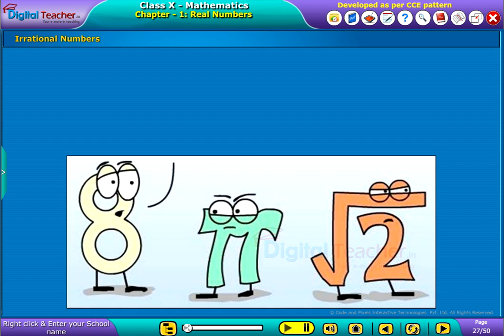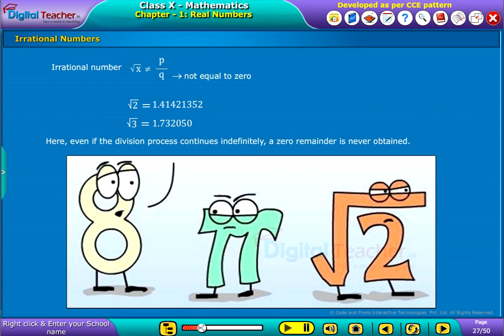Have a look at irrational numbers. A number is said to be irrational if and only if the number can't be written in the form of p by q, where p and q are integers and q not equal to 0. These are the numbers which express a fraction into a decimal by the division method. Here, even if the division process continues indefinitely, a zero remainder is never obtained. These decimals never repeat and never terminate.